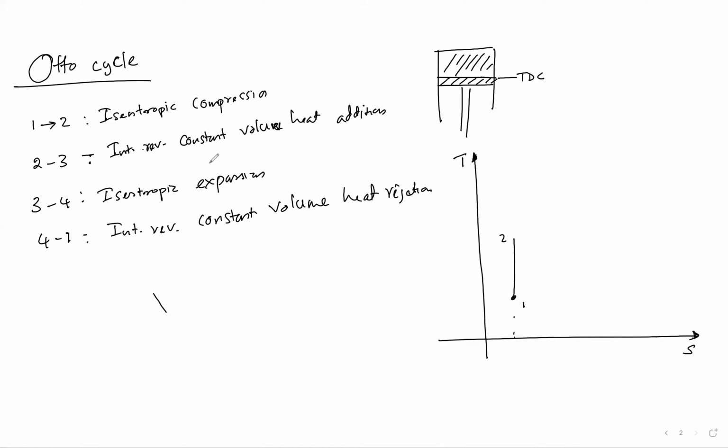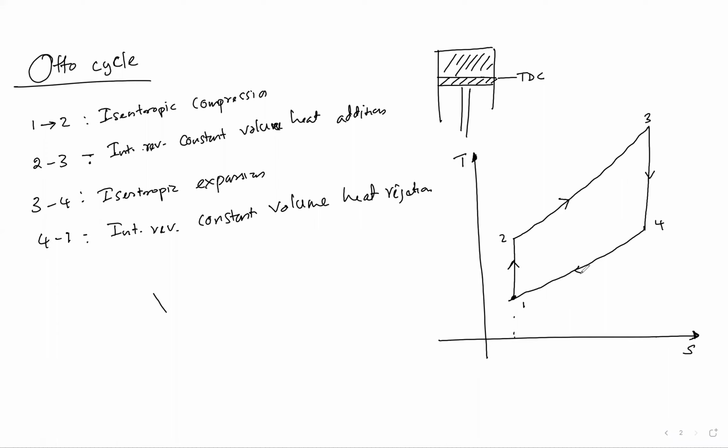And 2 to 3 is internally reversible constant volume heat addition. So heat addition, this is constant volume, it's like this. And then you have isentropic expansion, so it's expansion, 3 to 4. And then 4 to 1 is constant volume heat rejection. So the cycle looks like this on the TS diagram.